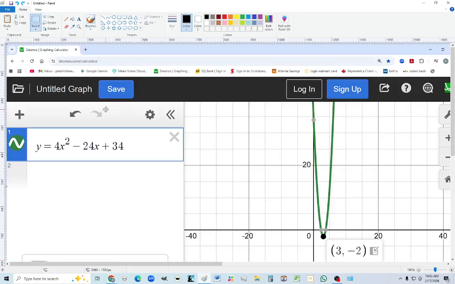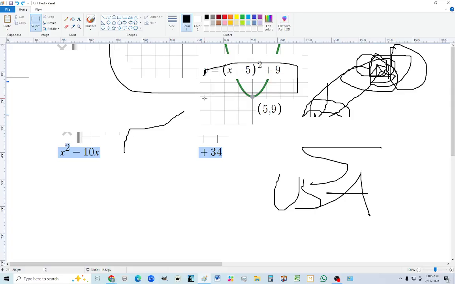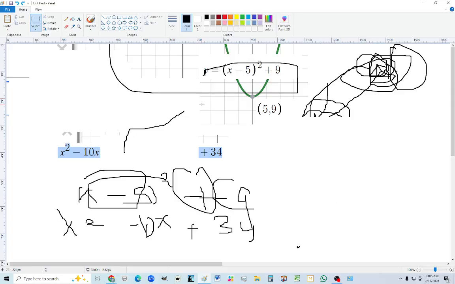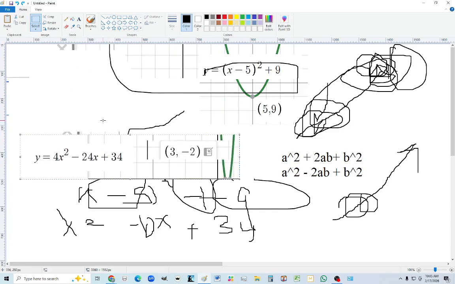But how do we get there from this? That's the whole point. How do we turn this into the vertex format? Well, this one's a little trickier because we have a number in front. We have a number in front, the 4x squared. So I want you to also keep in mind that our expanded form over there. There we go. We're going to use this. I'm going to clean it up.